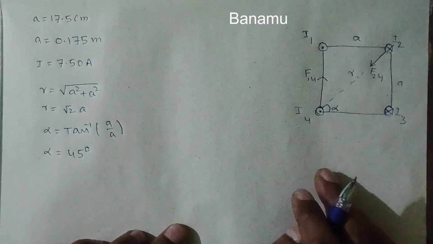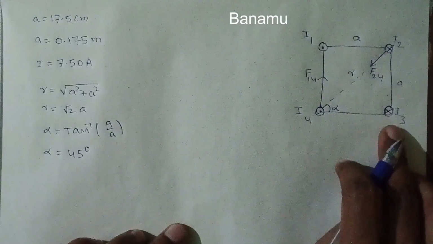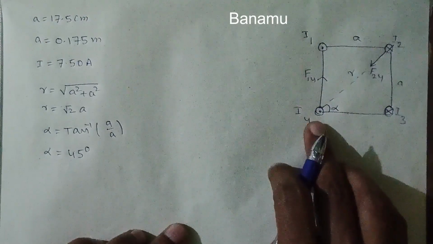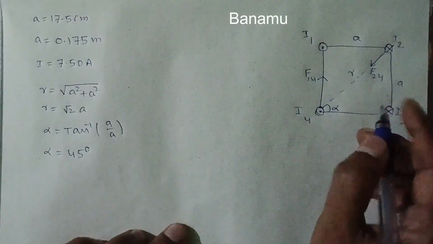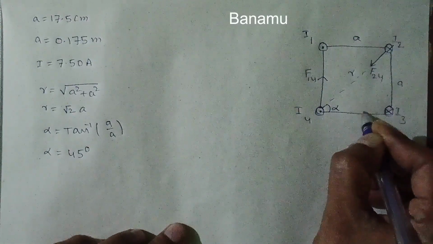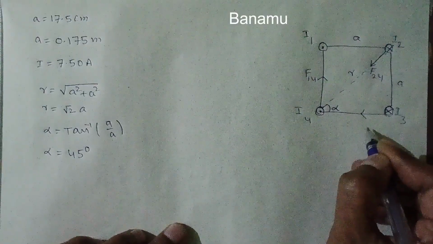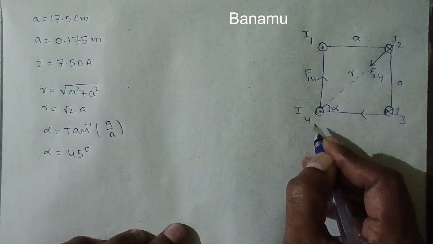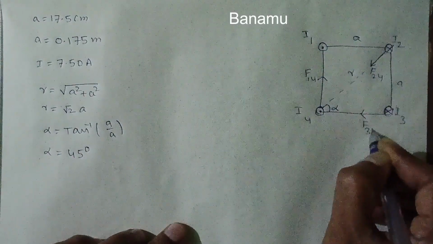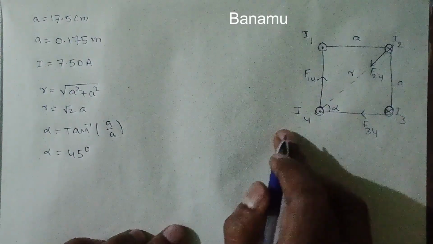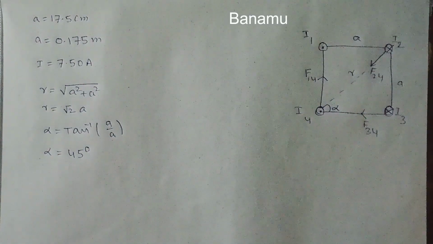The magnetic force on wire 4 due to wire 3: the currents in the two wires are in opposite directions, so they repel each other. So the direction of the magnetic force is towards the left. The magnetic force on wire 4 due to wire 3 is F34, directed leftward.